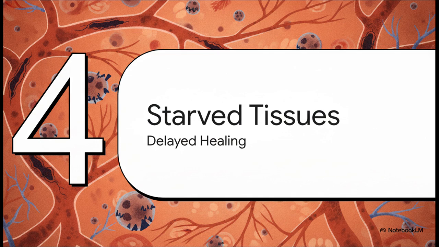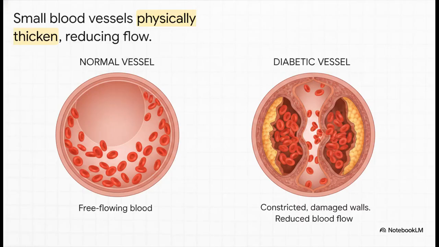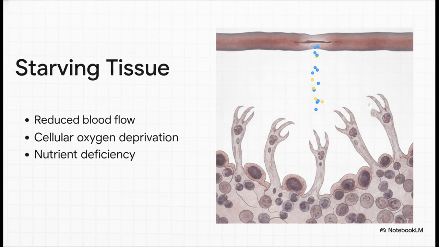Now for Section 4, starved tissues, delayed healing. Diabetes causes major microvascular damage. What does that mean? It means the walls of the small blood vessels in your gingival tissues physically thicken. Just imagine a pipe where the walls are getting thicker and thicker on the inside. The actual opening for the liquid to flow through just gets smaller and smaller. And this vascular thickening acts like a massive roadblock. It severely reduces the delivery of vital oxygen and essential nutrients to the very tissues that are desperately trying to survive this bacterial attack. It's crazy.